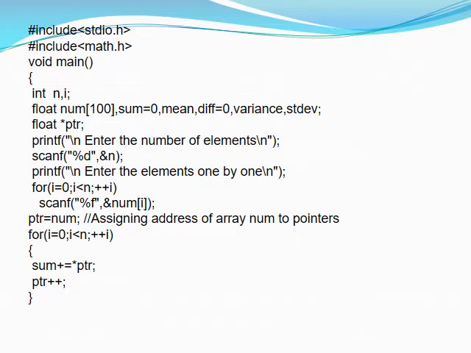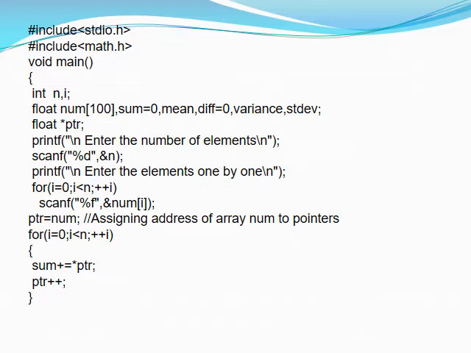Then we are declaring a pointer variable, float *ptr. Then we are entering the elements of an array normally. Before that we are reading the size of the array, that is n. Then using a for loop, for i = 0, i < n, i++, scanf("%f", &num[i]). So here we are entering the array elements.